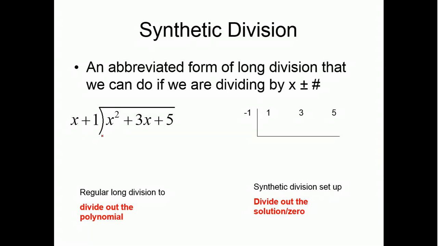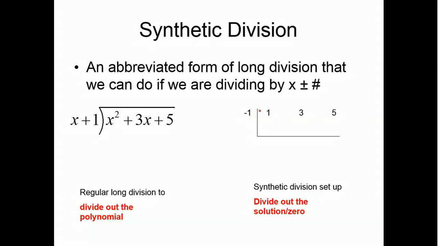So notice I have this regular long division. We have x squared plus 3x plus 5 divided by x plus 1. Now in regular long division, you're dividing out the polynomial. In synthetic division, though, we're going to divide out the solution, or the 0. So this is going to be a little strange in how you set it up, but once you get the setup portion, it's actually pretty easy.